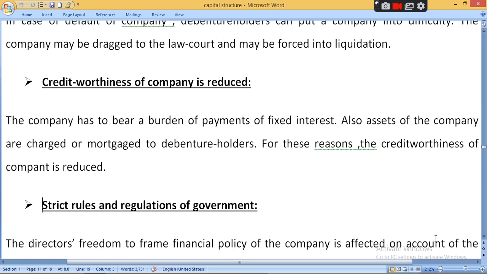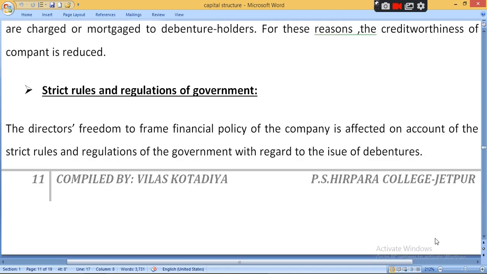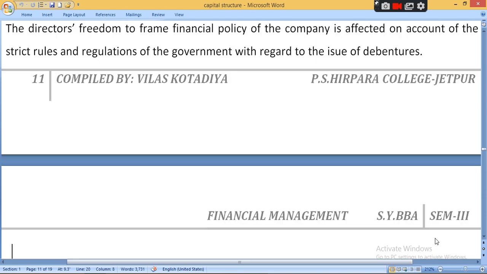And in borrowed amount you have to provide security, mortgage, clear. There are secured debentures. For example, if the company issues secured debentures, then the company has to provide some security to the debenture holder, mortgage its assets. In future, if the company cannot pay interest, then the debenture holder has the right to sell the property in the market and recover the outstanding amount, clear. Strict rules and regulations of the government. If you use equity plus debenture, then you have to follow the strict rules and regulations of the government, SEBI and RBI, Securities Exchange Board of India and Reserve Bank of India, clear.